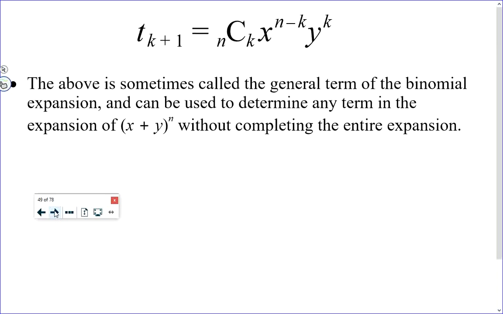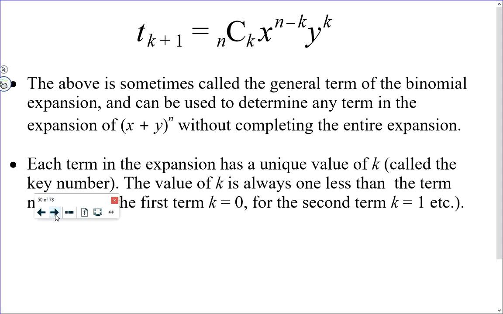So we call that the general term of a binomial expansion, and it can be used to determine any term in the expansion of x plus y to the n without completing the entire expansion and without going to Pascal's triangle. Each term in the expansion has a unique value of k. The value of k is always 1 less than the term number. So k is determined by which term you're finding, whereas n is determined by the binomial you're expanding.